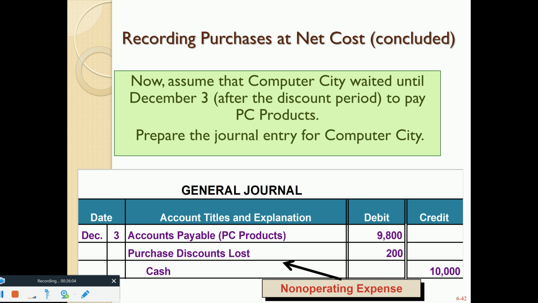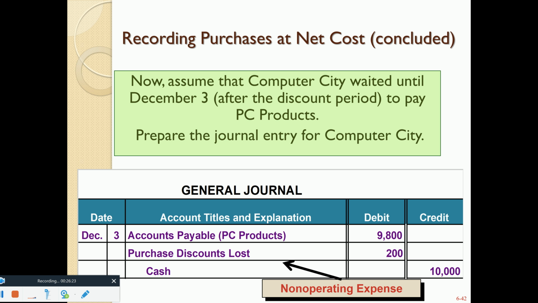Now, let's assume we did not make the payment on November the 10th. Let's assume we waited until day 30, December 3rd, and we paid the vendor. Now, do we owe them $9,800? The answer is no. Since we passed the 10-day discount period, we owe our vendor the entire $10,000.